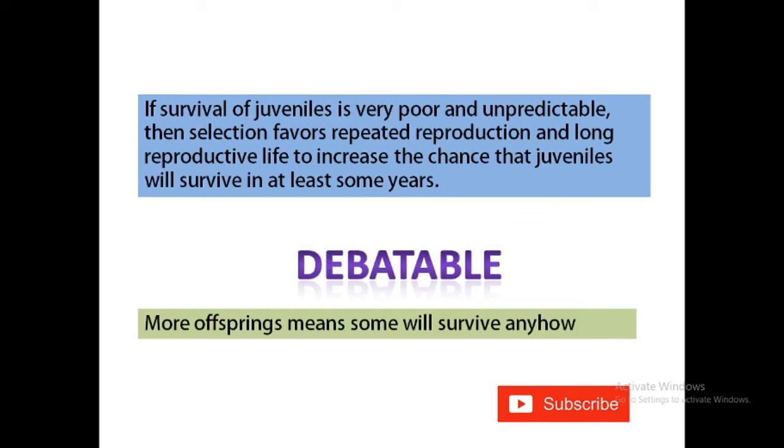If survival of juveniles is very poor and unpredictable, then selection favors repeated reproduction, right? And a long reproductive life to increase the chances that some offspring will survive at least in some year. So both these strategies are answers to uncertainties in the environmental conditions that organisms might have faced during the process of evolution.